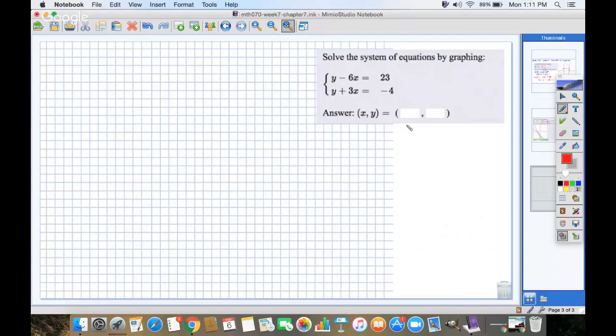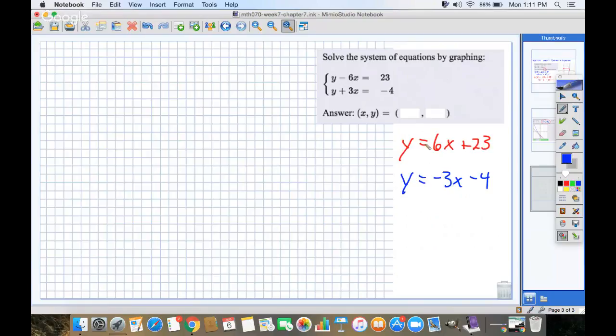I'm going to rewrite that by adding 6x to the other side. So I'm going to say that's y equals 6x plus 23. So that tells me I have a y-intercept of 23 and my slope is 6. So I'll attempt to graph that in a minute. The other one, we'll do that in blue. y equals, I'll have to subtract 3x to the other side, so I'll get negative 3x minus 4.